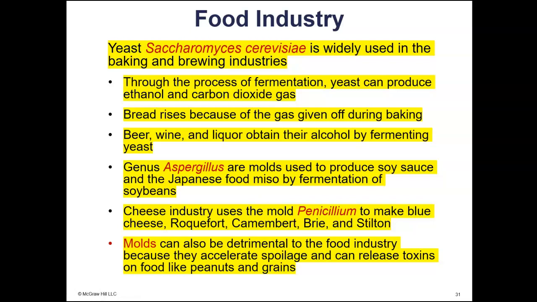There are two types of yeast. There's one type that's used to make bread and beer, and then there's another type that causes yeast infections. The yeast that's used to make bread and beer is called Saccharomyces cerevisiae. And through fermentation, yeast are going to produce ethanol and carbon dioxide gas. The carbon dioxide gas produces the air holes in the bread that make it look kind of spongy, and it also produces the foam in the beer. And the ethanol, of course, is the alcohol portion of the beer, but it bakes off whenever you bake bread.